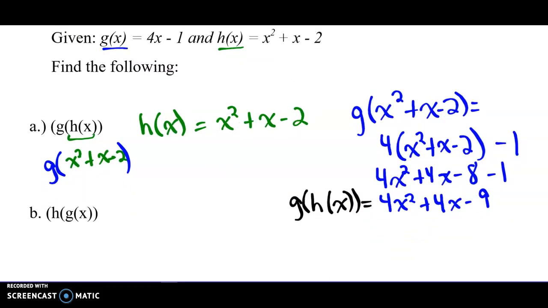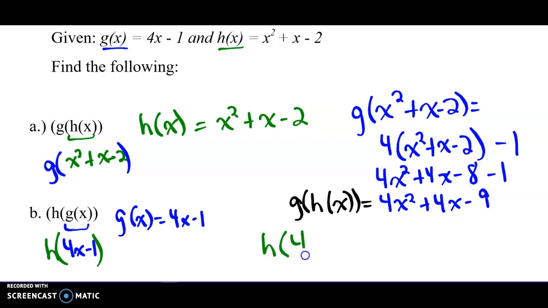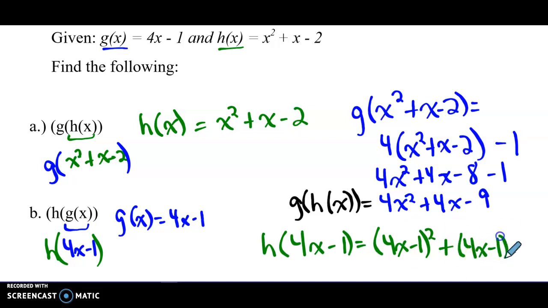Now we have h of g of x. So in this case, we start with our function g of x. G of x is equal to 4x minus 1. So into our h, we're going to put the function 4x minus 1. So we're going to replace all our x's with 4x minus 1. So I have 4x minus 1 squared plus 4x minus 1 minus 2.